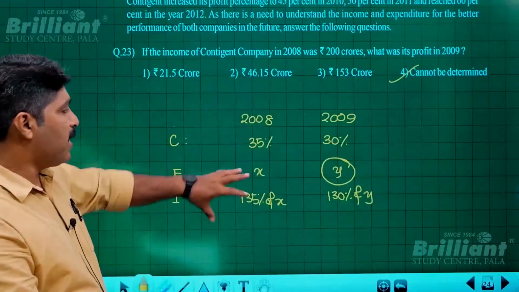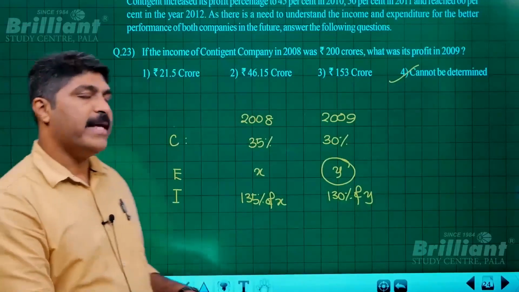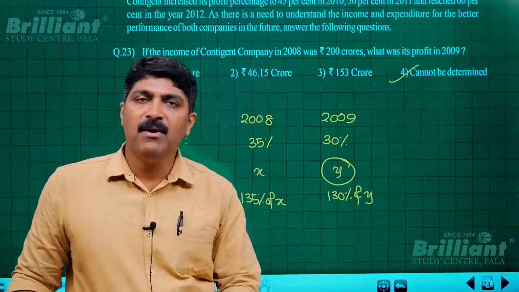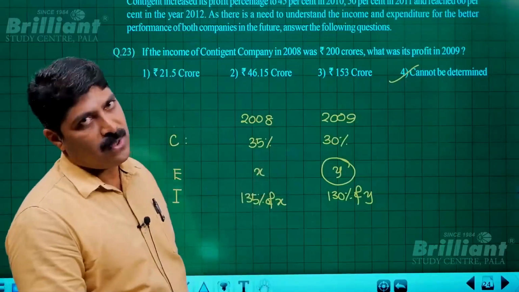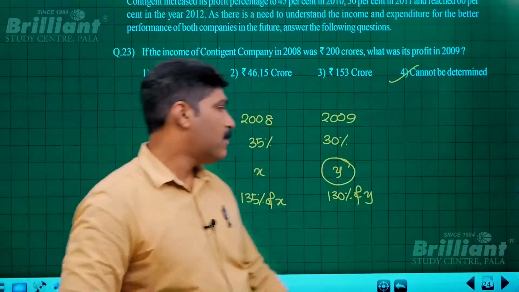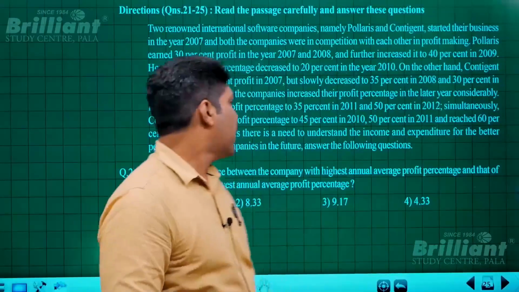That means from the given data, it's not possible to find out the expenditure or income of the same company in the year 2009. Hence, it cannot be determined. The answer is cannot be determined.